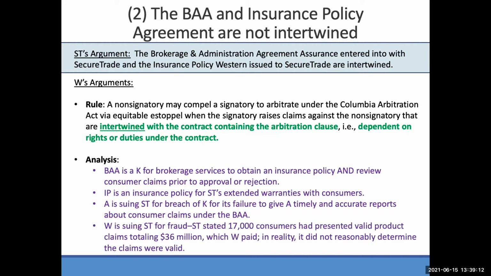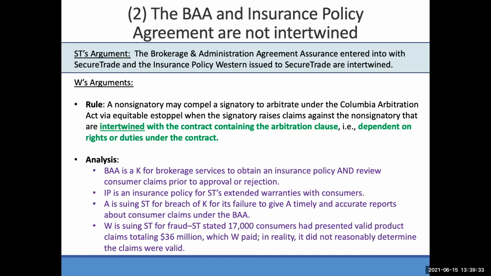And W is suing Secure Trade for fraud, so a different cause of action, because Secure Trade stated that 17,000 consumers had presented valid product claims that totaled 36 million, and W paid this. In reality, Secure Trade didn't really know if they were valid or not. And all these facts needed to show up somewhere in your analysis, right?